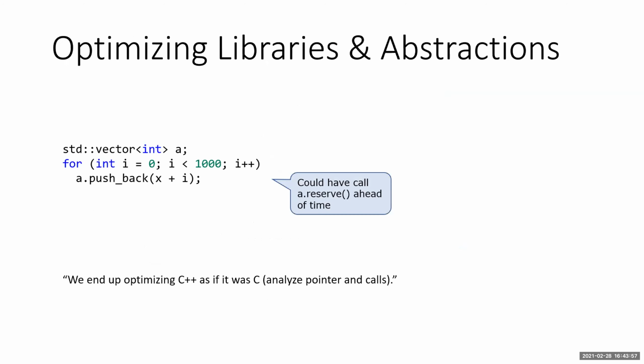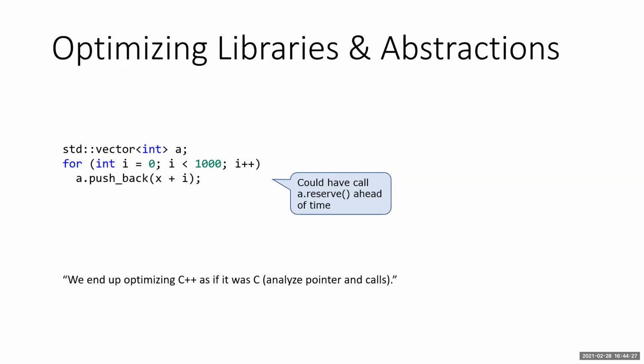And the next area is optimizing libraries and abstractions. In the example of code here, there is a loop which does 1,000 times pushback, which does a fair amount of unnecessary memory moves, which could be saved if you would call a reserve function ahead of time. I think this is the example where compilers can and should help to improve performance.